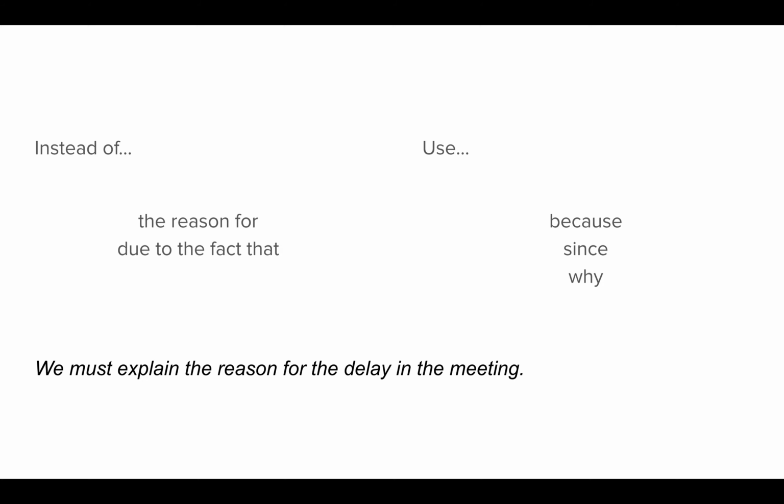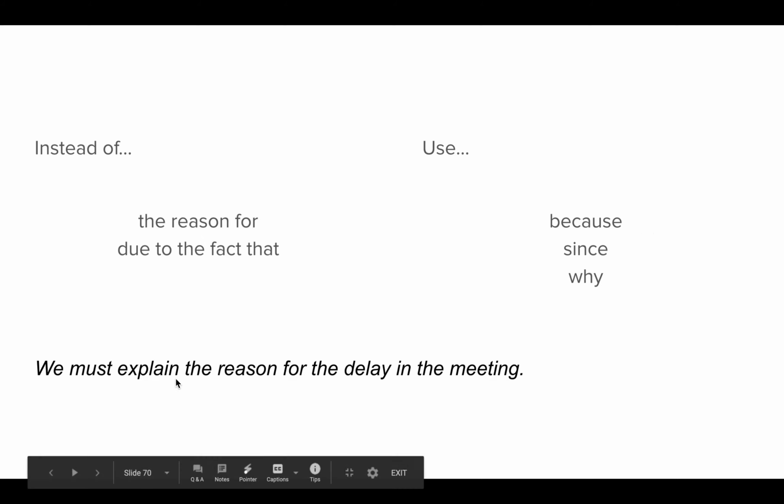All right. Let's take a look at the sentence here real quick. We must explain the reason for the delay in the meeting. Yeah, well, we have the phrase here, the reason for. Okay. So can I just replace it with because? We must explain because the delay in the meeting? That doesn't really make sense. Since the delay in the meeting, we must explain why the delay. That's closer.